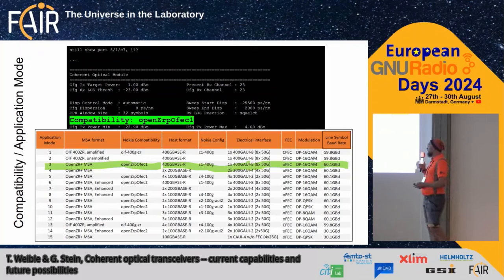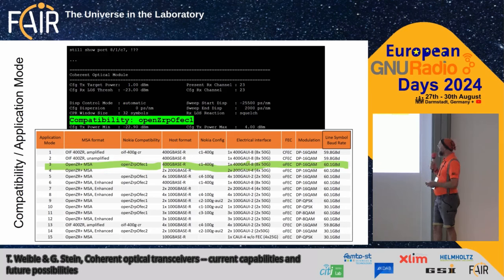The great thing with those modules, and with the fact that the DSP does the modulation and the forward error correction, is that we can even modify the way we want to operate them. So it's not a pure 400 gig module. We can support a couple of applications, for example 2 times 200 gigabit or 4 times 100 gigabit, or even some odd numbers like 1 times 300 gigabit. It just depends on how we set up the DSP and how we want to operate it.